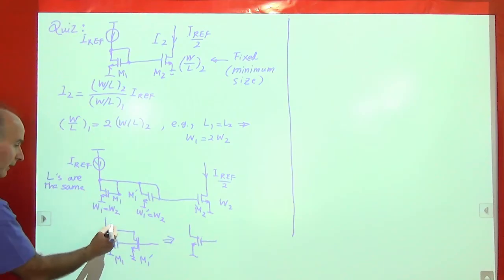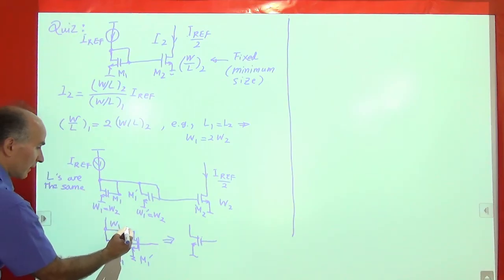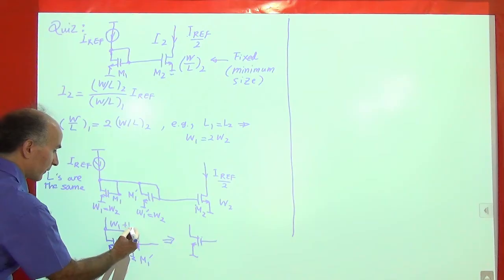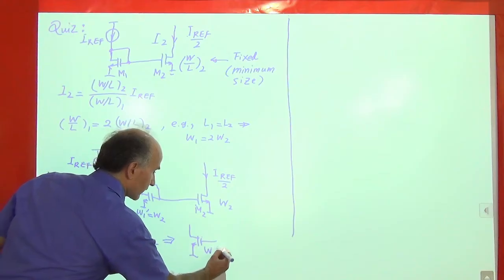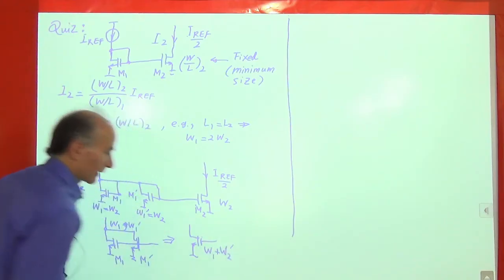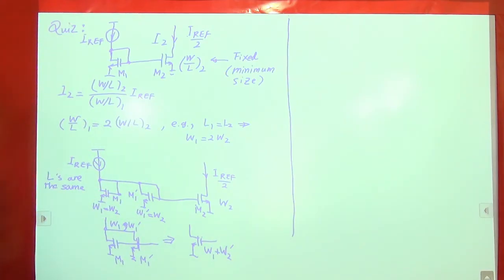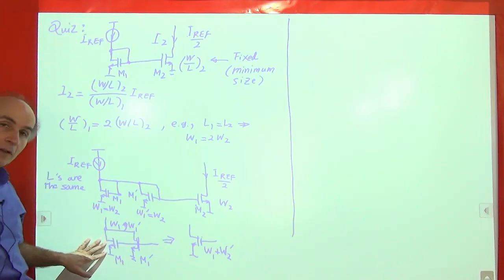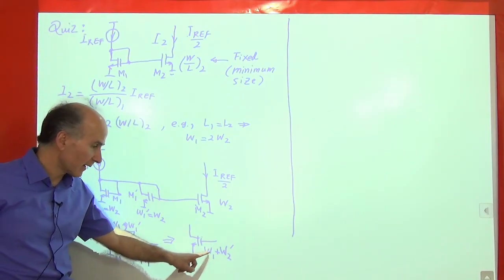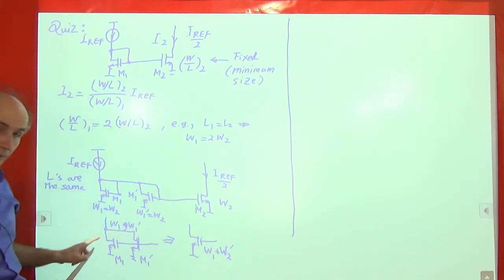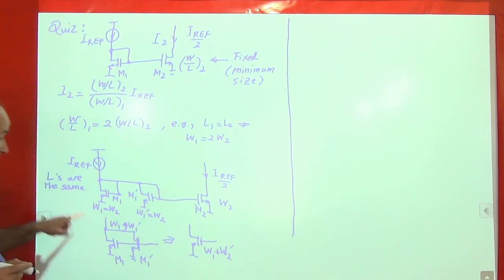So if we have W1 plus W1 prime, this would be the same as that, except that it has the combined width. So when we place two transistors in parallel, it is as if we had one transistor whose width is equal to the sum of the widths of these two transistors, provided that they all have the same length and the same threshold voltage.